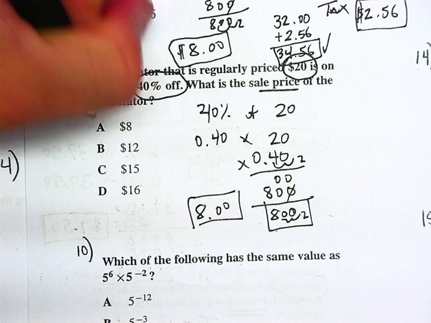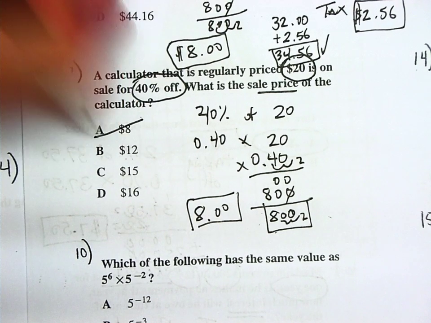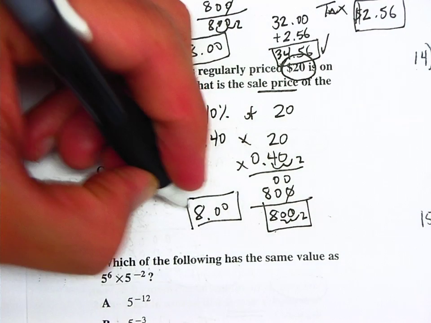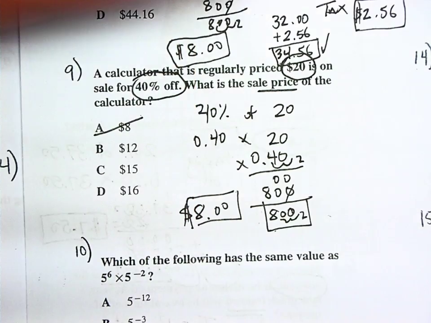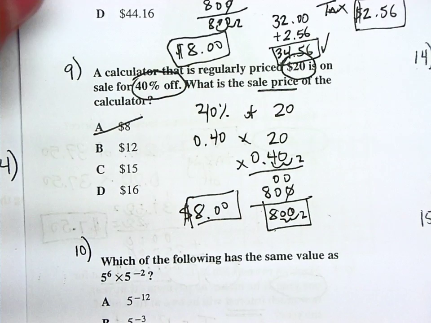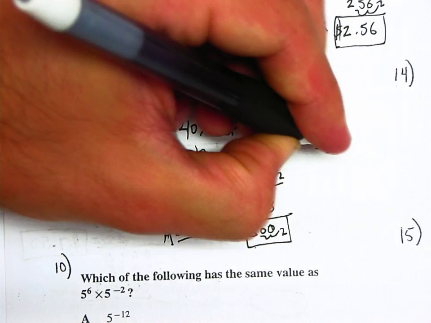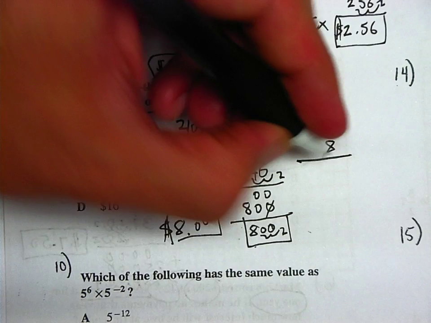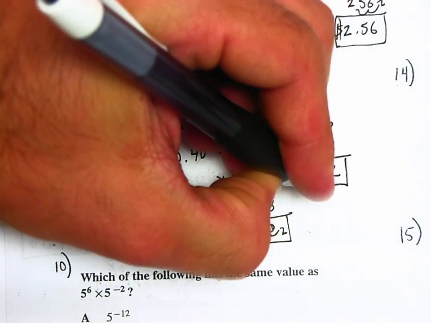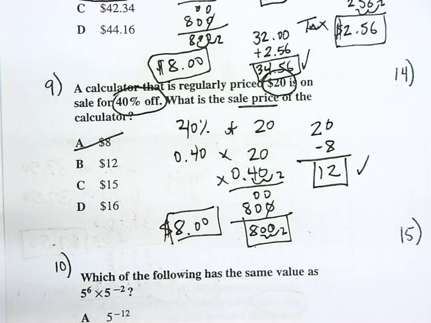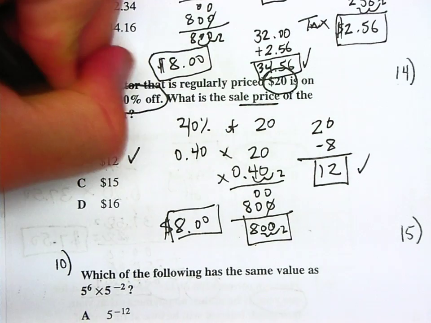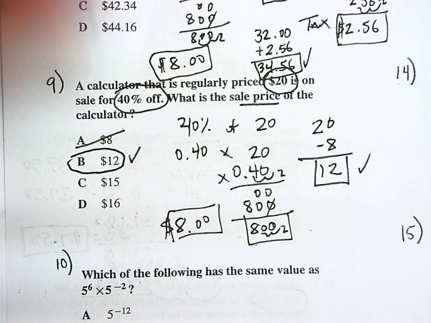The answer is not A though. A lot of students pick A because it's not asking how much I'll save. I'm going to save $8. But the final sale price will be how much it costs after I save $8. So if it used to cost 20 and I'm saving $8, in total the calculator now costs $12, and the correct answer would be B.